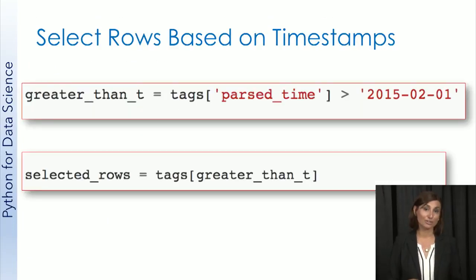Once time is converted to Python format, you can use it to create filters. The filter will select only the rows that match your criteria. For example, once we build a Boolean filter called greater_than_t, and in this case, make that timestamp to be after 2015, February 1, we can use this filter to select only the cells in the data frame that are true for this condition.